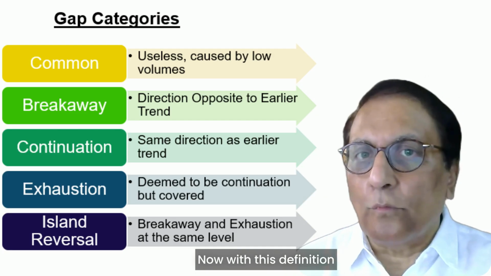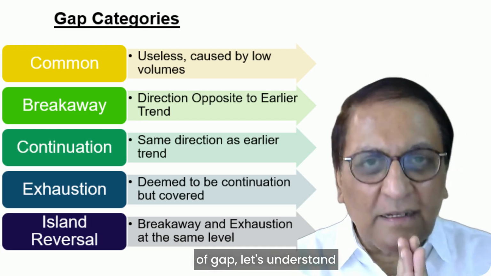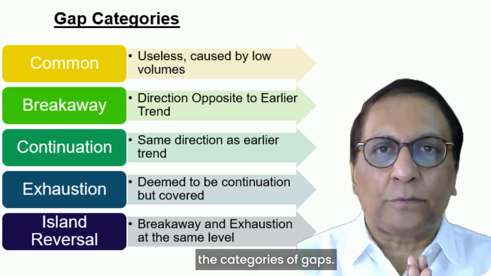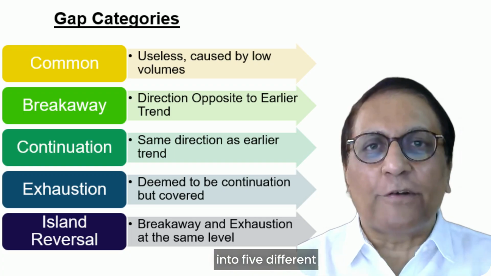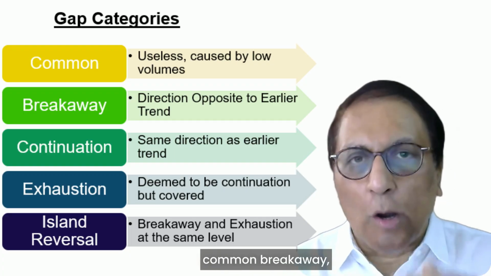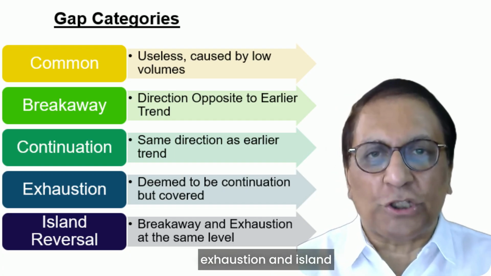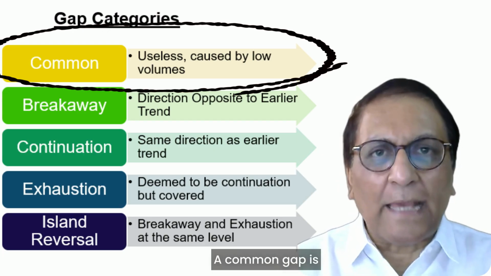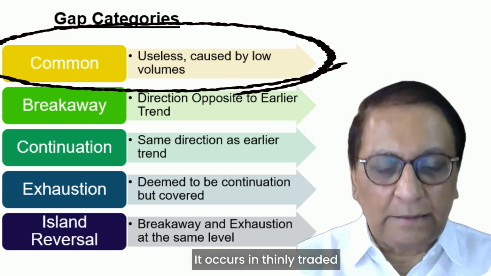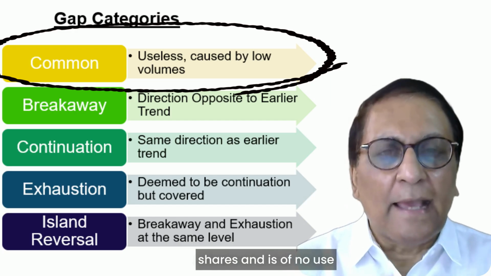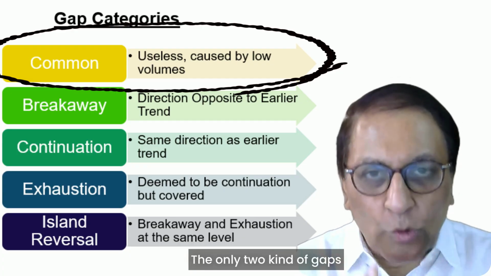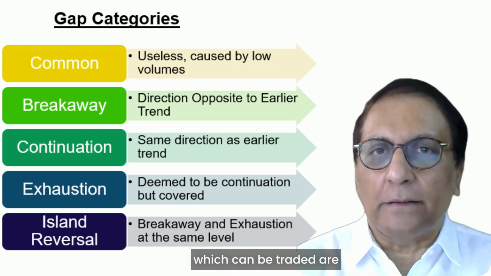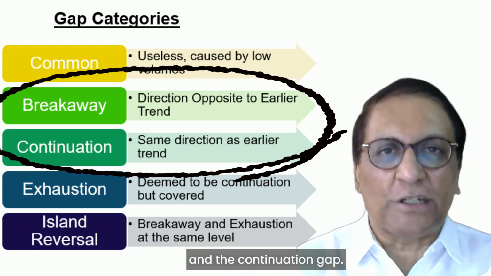Now, with this definition of gap, let's understand the categories of gaps. Upward gaps and downward gaps fall into five different categories, which are common, breakaway, continuation, exhaustion, and island reversal. A common gap is a useless gap. It occurs in thinly traded shares and is of no use whatsoever to any trader. The only two kinds of gaps which can be traded are the breakaway gap and the continuation gap.